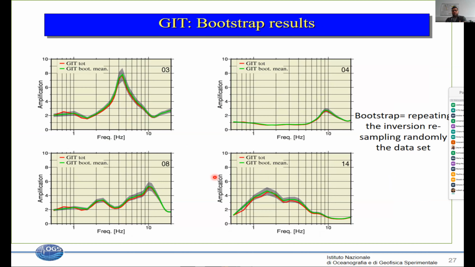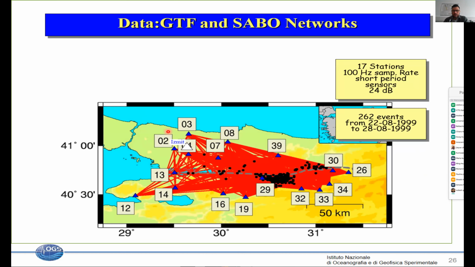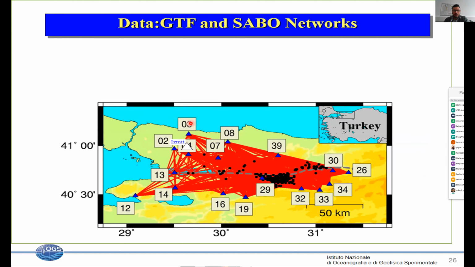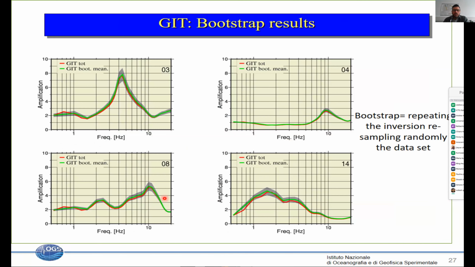So these are some examples of the results of the site response at 4 of the stations of the network. You see that depending on the position, so this is 3, 4, 8, and 14. So if you go back here, this is station 3, this is station 4, this is station 8, and this is station 14. So you see also stations quite far away. You see that these stations can have quite a different site response.